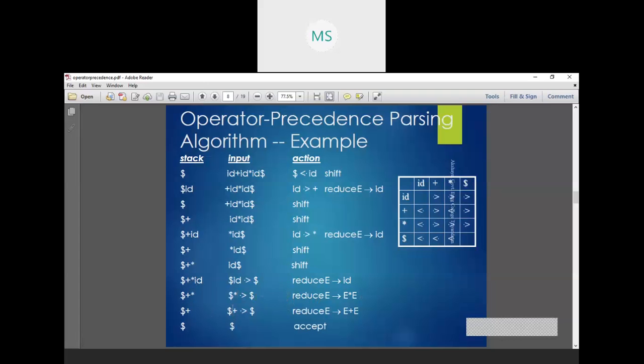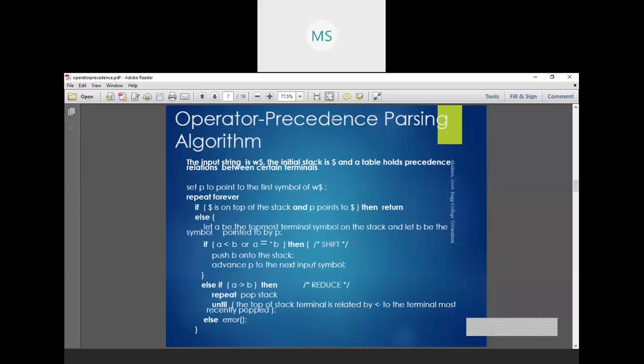We compare plus and dollar. Plus has higher precedence, so reduce E plus E. Now I have only dollar, and this is the accepting condition. This is how shift reduce parsing can happen using this algorithm. This is the algorithm we are using.